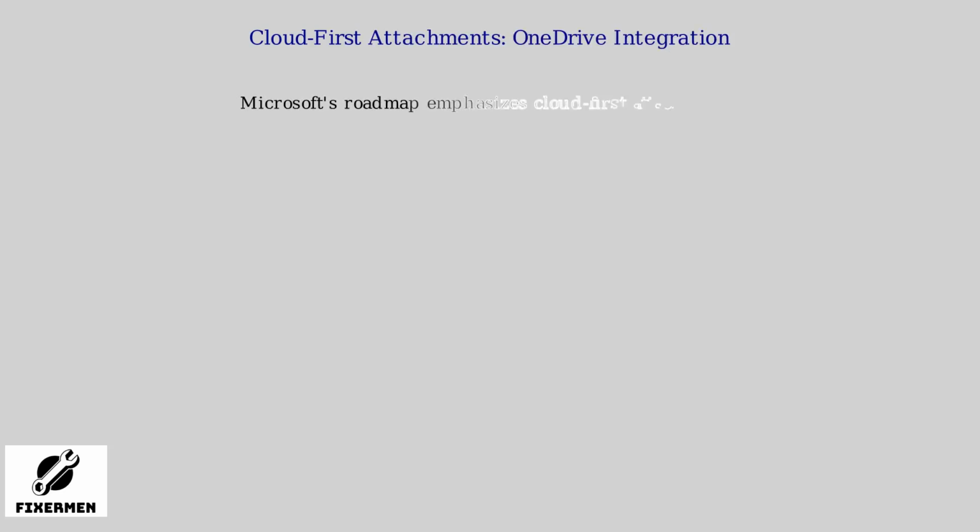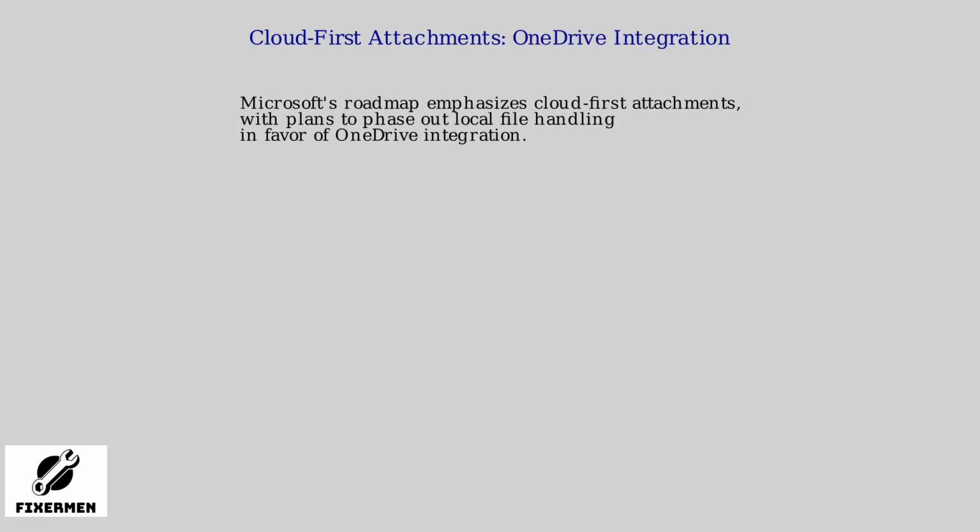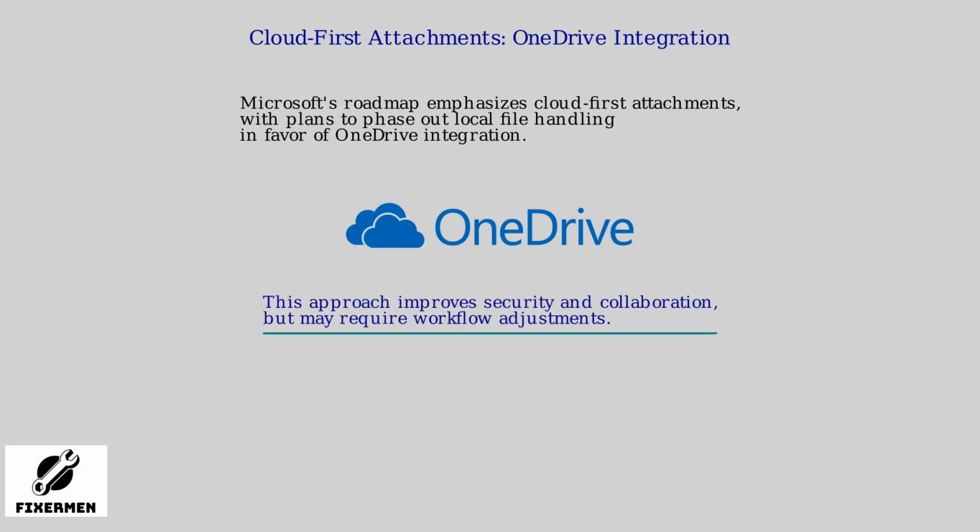Microsoft's roadmap emphasizes cloud-first attachments, with plans to phase out local file handling in favor of OneDrive integration. This shift prioritizes cloud storage through OneDrive, as shown by the OneDrive logo. The benefits include enhanced security and improved collaboration capabilities.